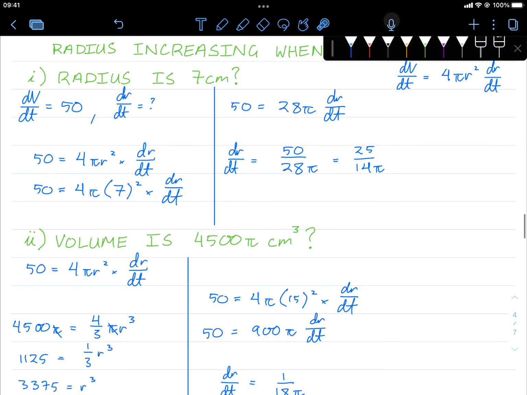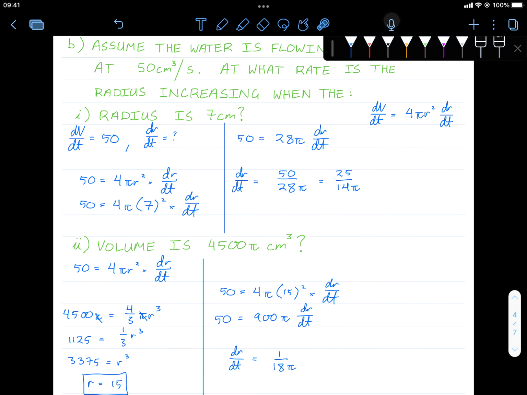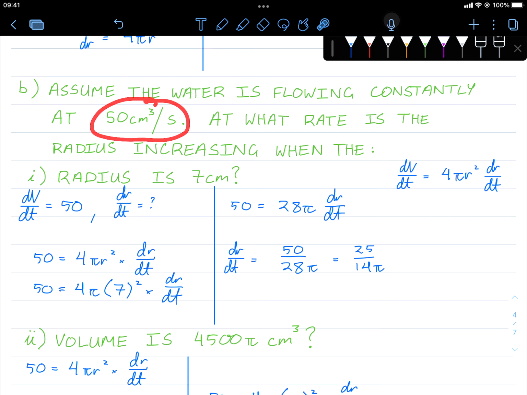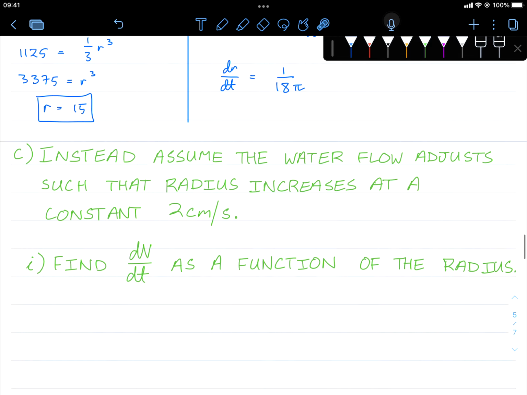Okay, so that is part B. Notice very carefully, and you should be reading the question very carefully, that this here is referring to the change in volume against time. Let's move on to the next question.